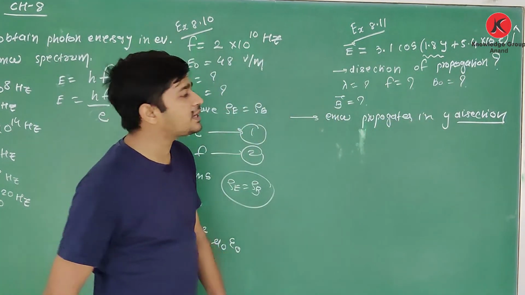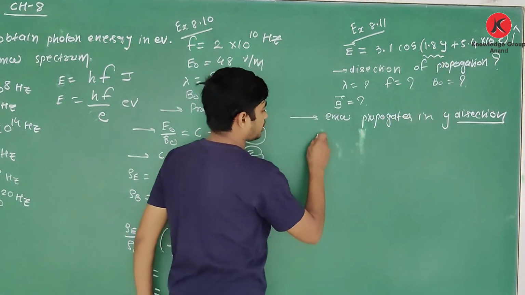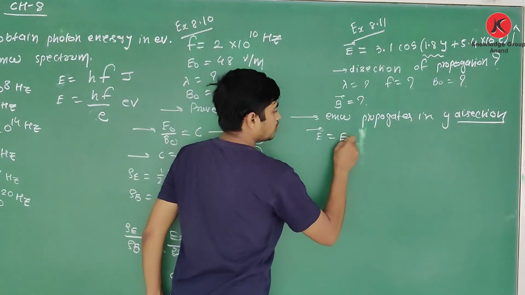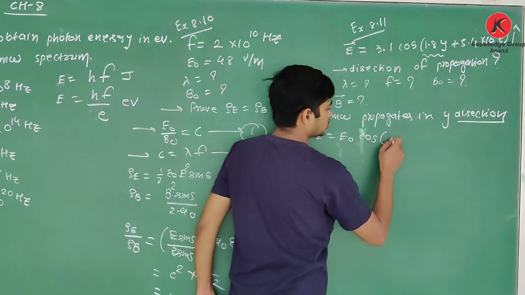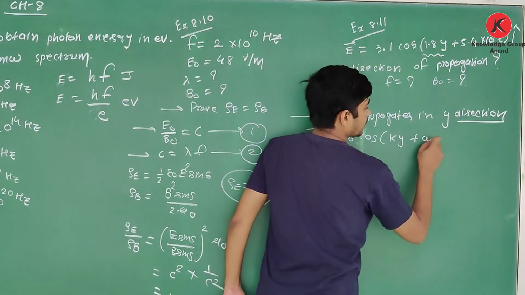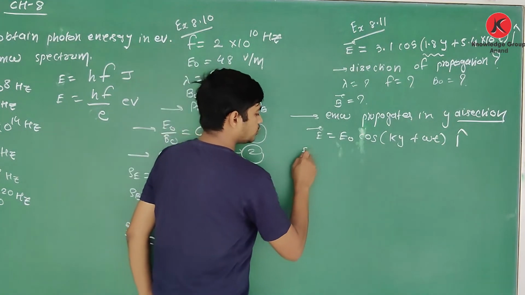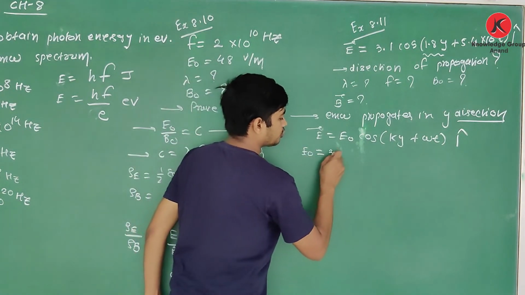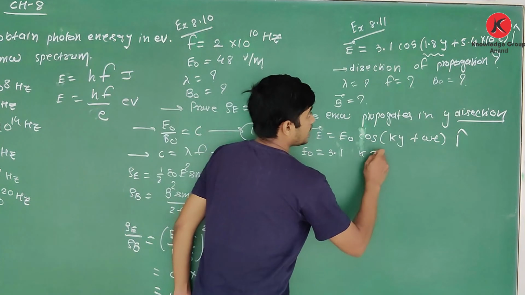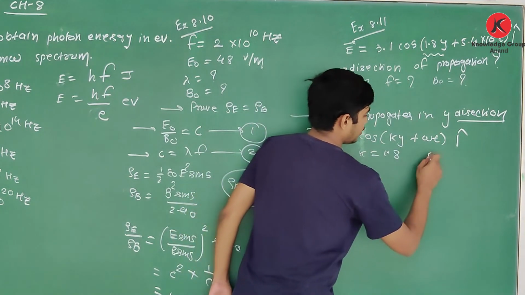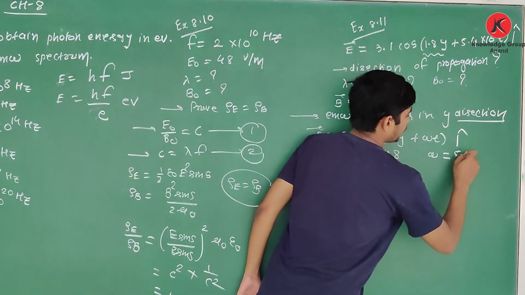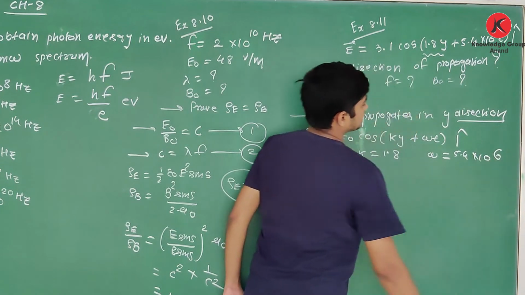How to find lambda? You have to compare this equation: E is equal to E0 cos(ky + omega t) i caret. What is the value of E0? E0 is 3.1. What is k? k is equal to 1.8. What is omega? It is 5.4 into 10 raised to 6.